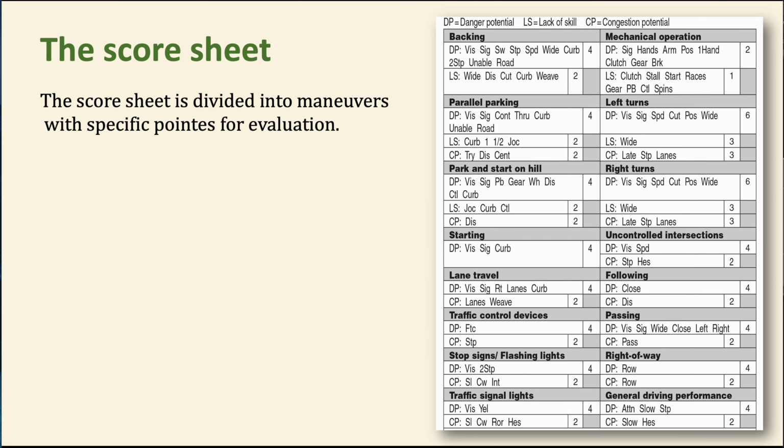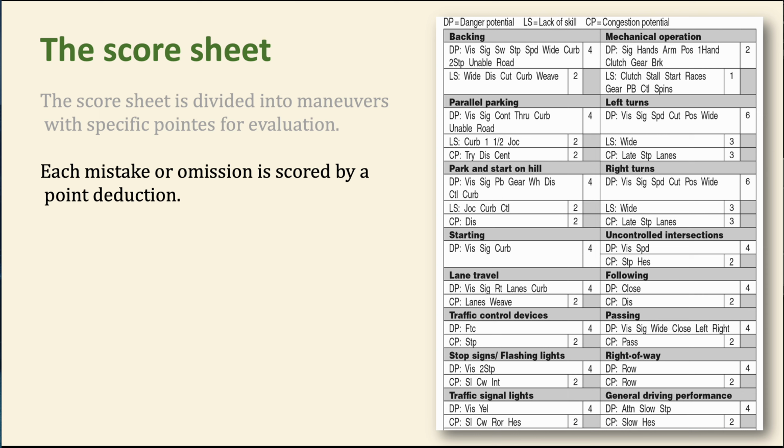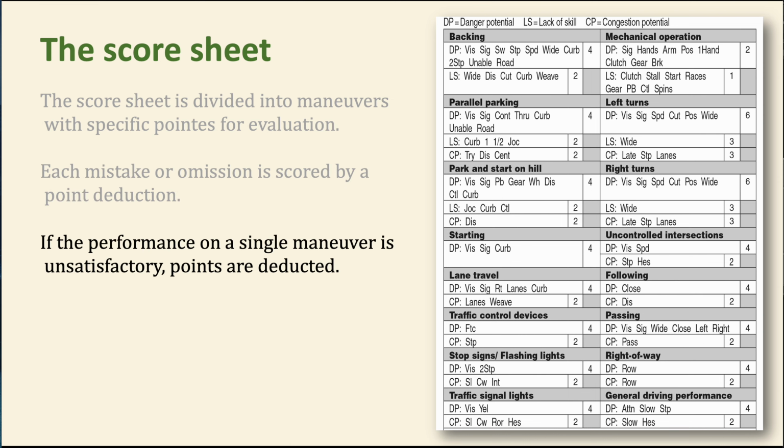So remember, the score sheet is divided into maneuvers with specific points for evaluation. We've got an extra E in points because we're fancy here. Each mistake or omission is scored by a point deduction. So we're going to get a 2-point penalty for leaving that E in points. If the performance on a single maneuver is unsatisfactory, points are deducted. Now there are 119 of them on here.